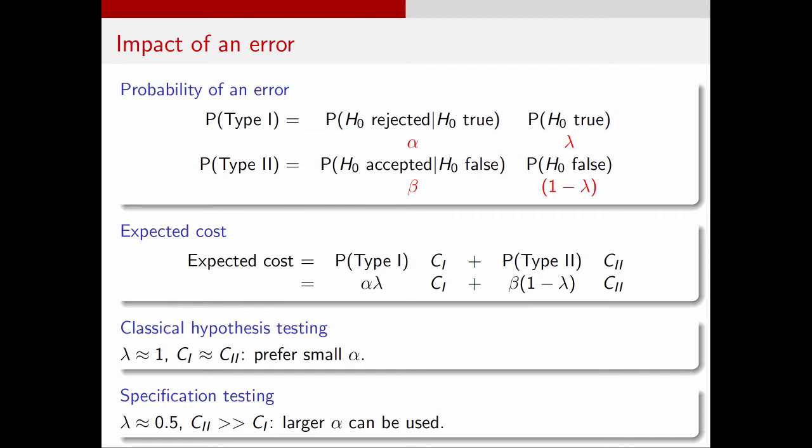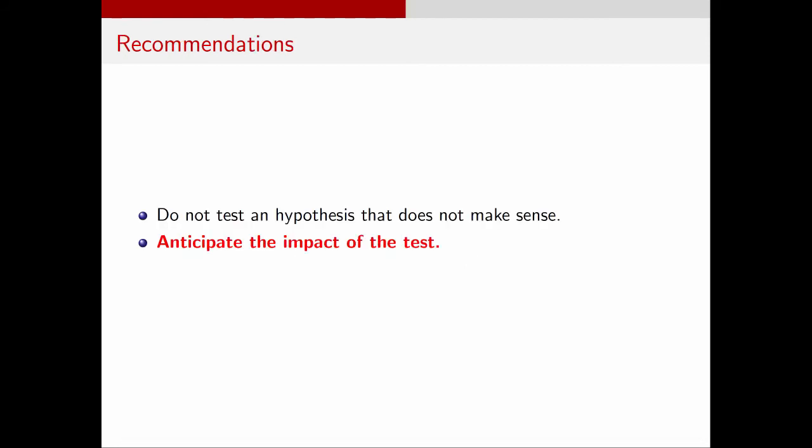So therefore, the magic value of 1.96 does not necessarily apply here. Well, it's difficult to recommend a specific value. It depends on the application, it depends on your belief in H0, it depends on the type of specification that you have. But there is absolutely no obligation to use alpha equals 5% and to use the threshold of 1.96. So the second recommendation is that you want to anticipate the impact of the test when you apply it.